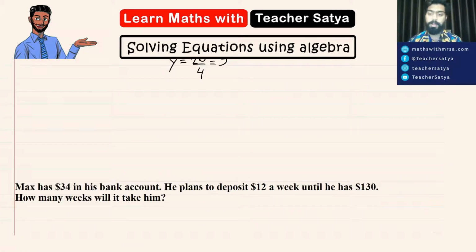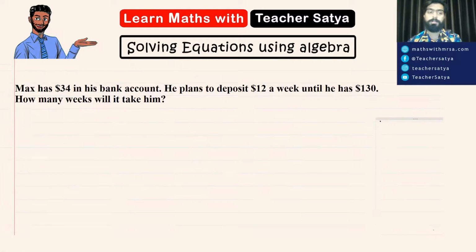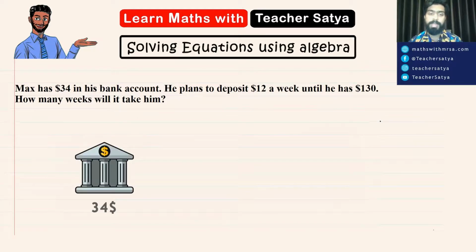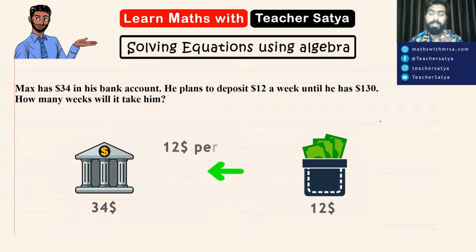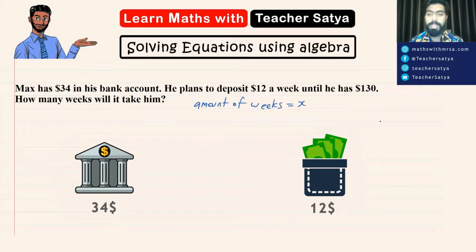Now let's get along to the last question guys. Alright, so Max has $34 in his bank account. He plans to deposit $12 a week until he has a total amount of $130. How many weeks will it take him? So in this question, we have to find the number of weeks. So let's take the number of weeks to be x.